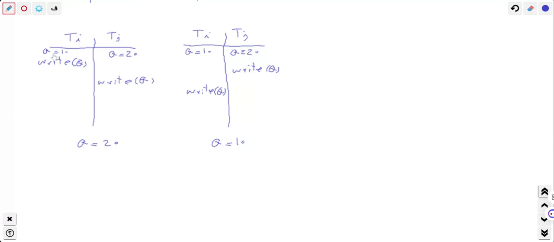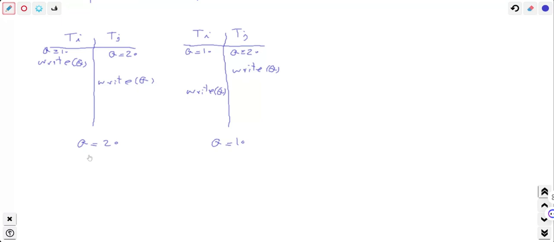Suppose TI wants to write the value of Q, which is 10. The value of Q is 10 in TI, and TJ wants to write the value of Q, which is 20. On the left side, TI first writes and then TJ writes. On the right side, in the other write schedule, TJ first writes on Q and then TI writes on Q.